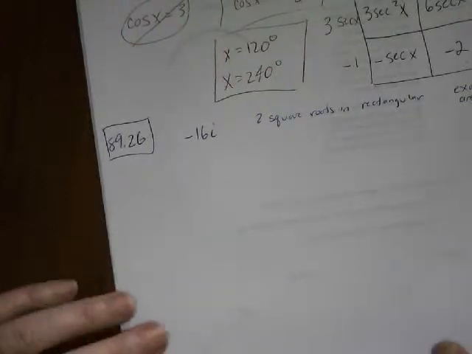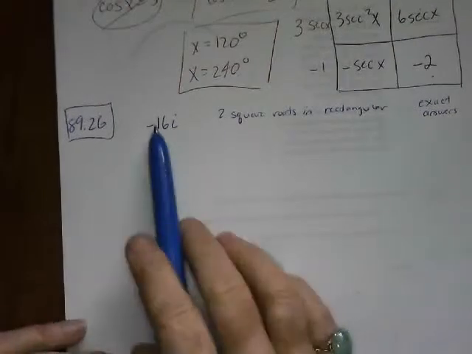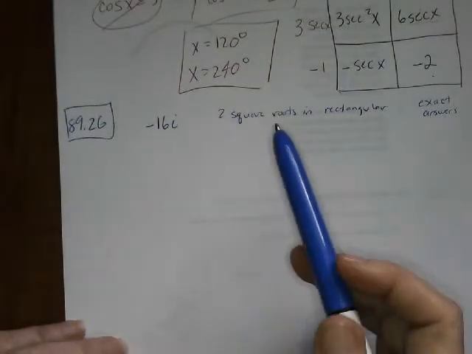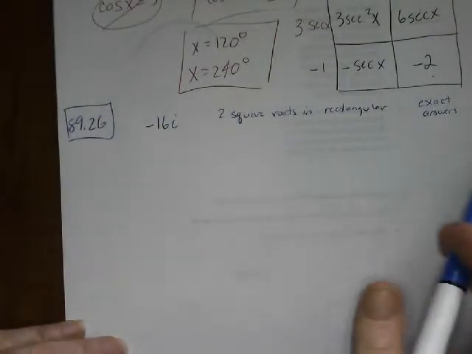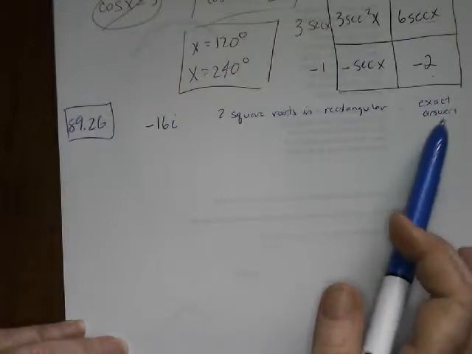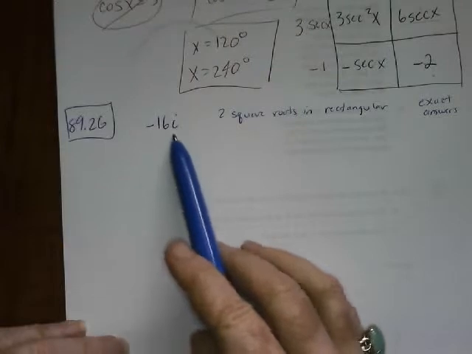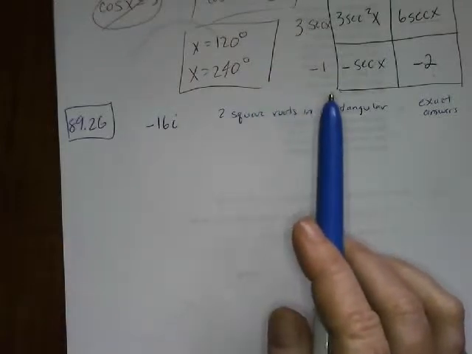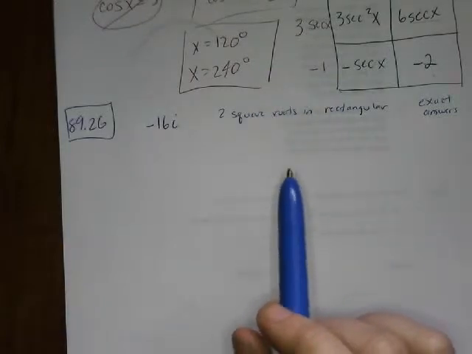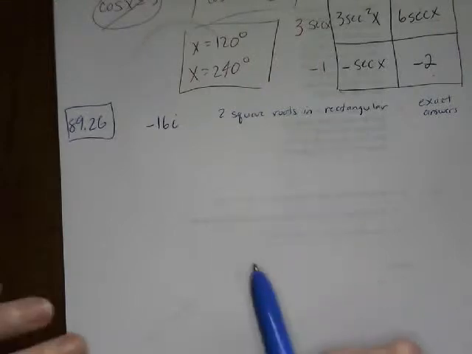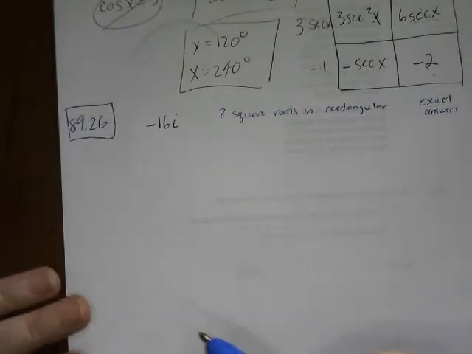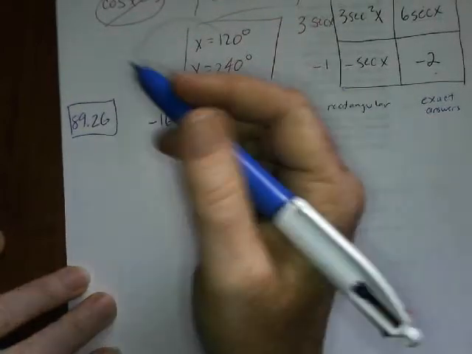This is lesson 89, number 26, and it gives me negative 16i, and I'm supposed to find the two square roots, put them in rectangular form. They're going to be exact answers. So this is already in rectangular form, and I want it to be in polar form so I can use that DeMoivre on it. So let's find out what this is.